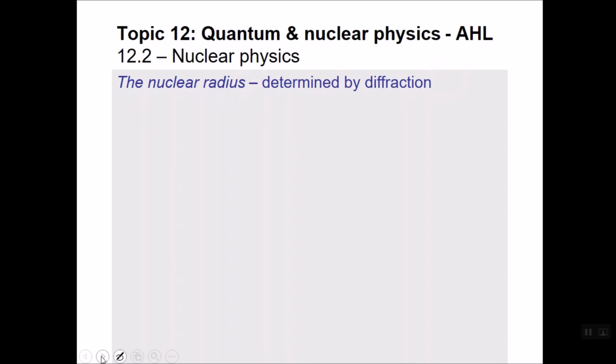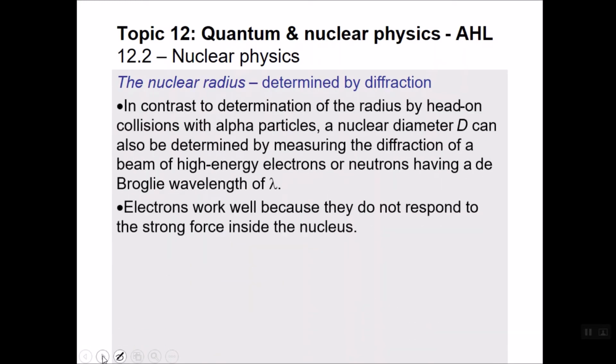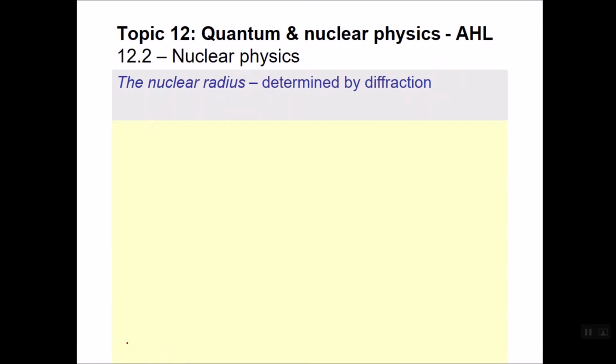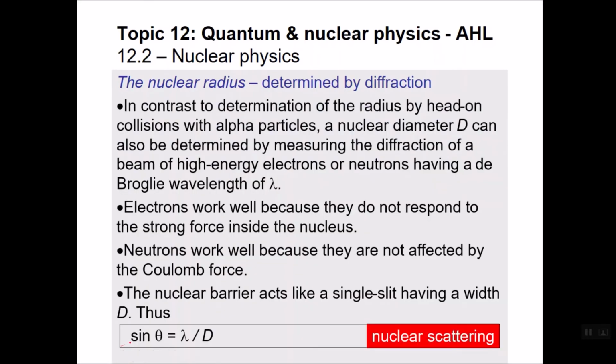It diffracts, and you can basically use the equation that we use for diffraction. Sine theta equals the wavelength of that light divided by the distance of the slit. If you remember, we have the central maximum and first minimum, and that's the distance that we're talking about.